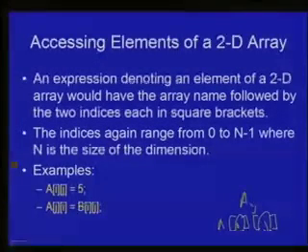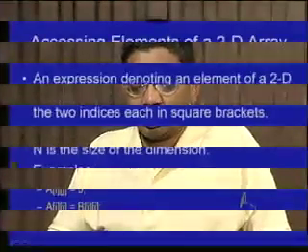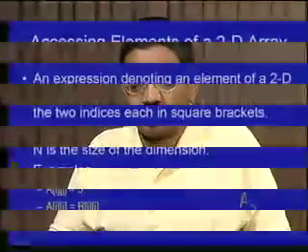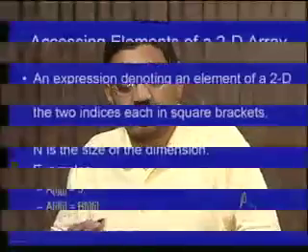So the value of i in this example, assuming the previous declaration where the number of rows was m and the number of columns was n, should be between 0 and m minus 1, and the value of j must be between 0 and n minus 1. So the indices range from 0 to n minus 1, where n is the size of that particular dimension.